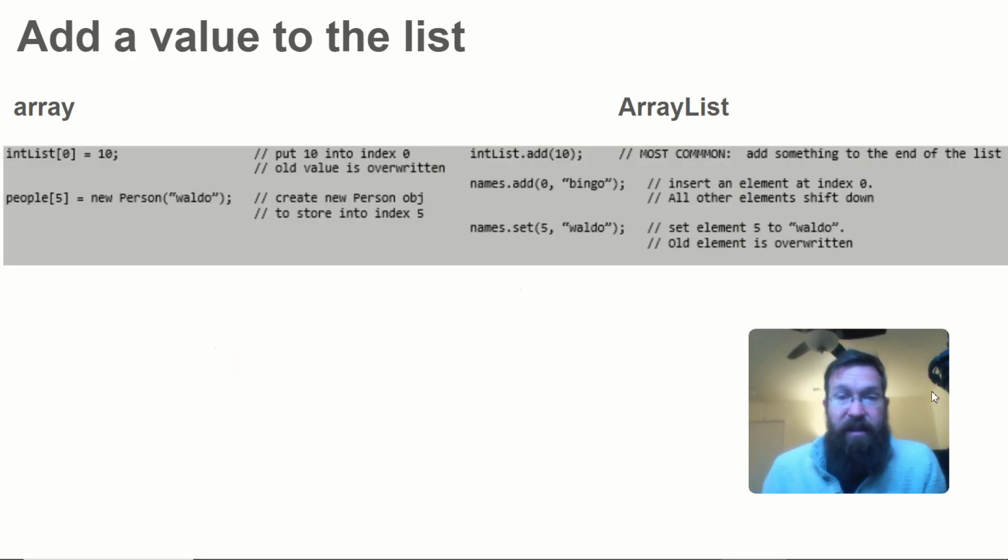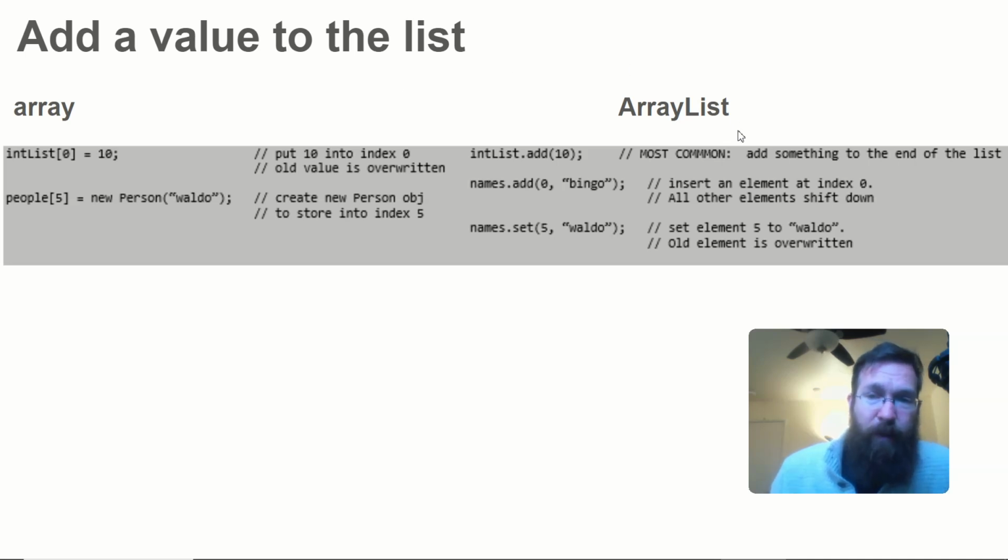To add things to the list, for arrays, remember you can't make arrays larger or smaller, so you're always overwriting a value that was already there. So here I'm taking the value 10 and I'm overwriting what used to be in index 0. Here I'm creating a new person object and I'm replacing what used to be in index 5.